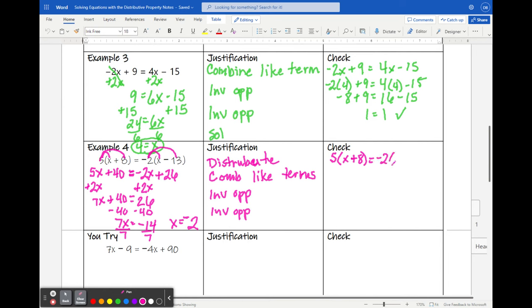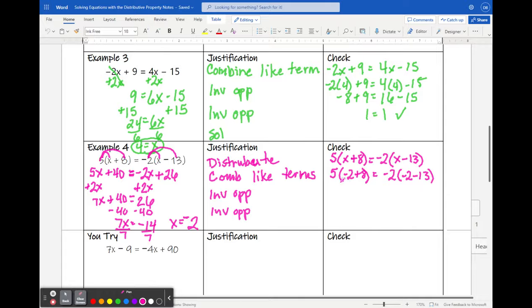Equals negative 2 times the difference of x and 13. And now every time I see an x, I'm going to write what I believe my solution is, negative 2. 5 times the sum of negative 2 and 8 is equal to negative 2 times the difference of negative 2 and 13. All right, so now we're going in the order of operations.